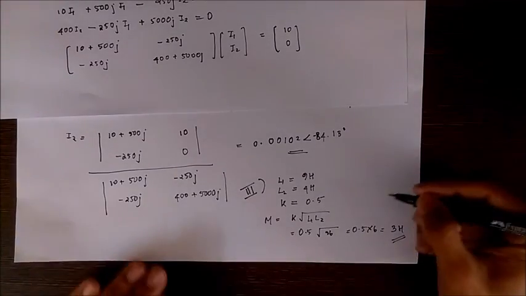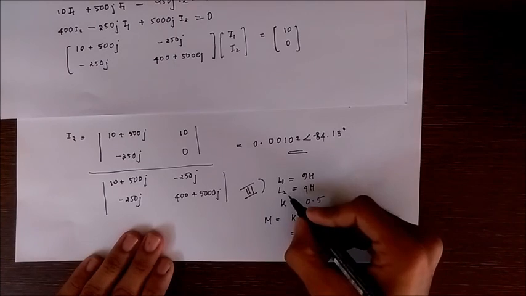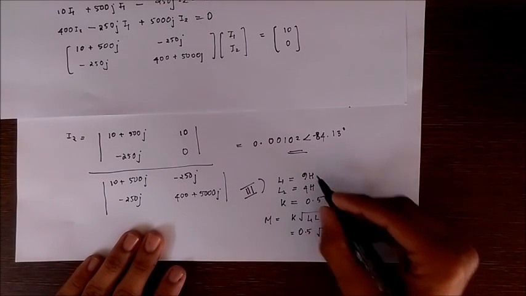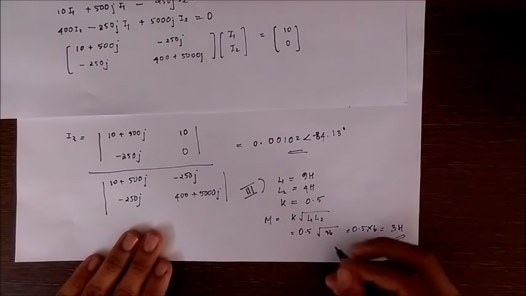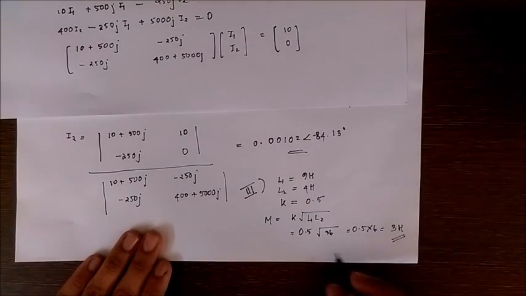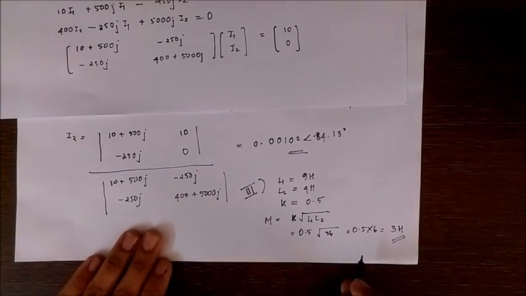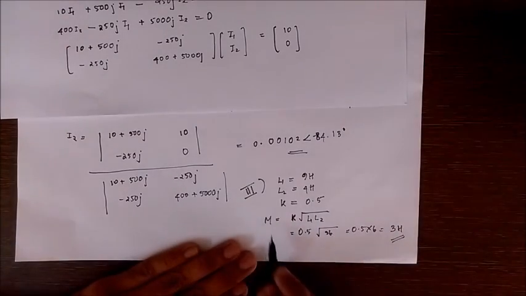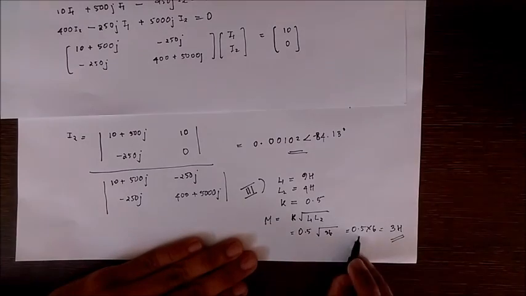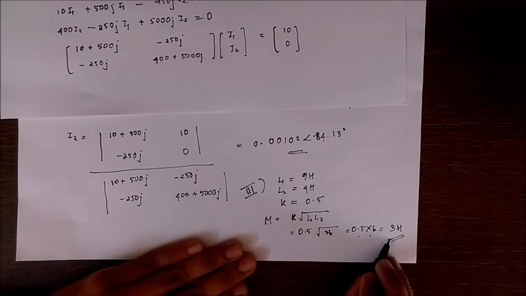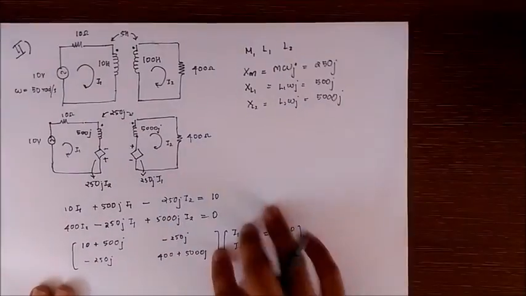So quickly moving on to the third step, in that we would be given values of L1, L2 and the constant K. Let it be 9 Henry, 4 Henry and 0.5 respectively. So we can directly apply these values in the equation M equal to K into root L1 L2, and from this we get the value of M as 0.5 into root 9 into 4, that is 36, 0.5 into 6, which gives 3 Henry.